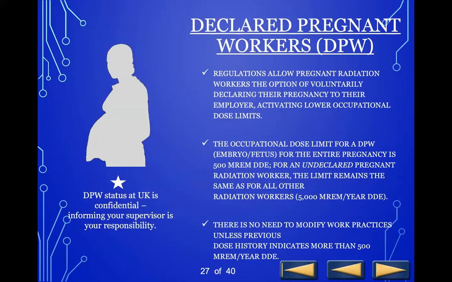Declared pregnant workers, DPW. Regulations allow pregnant radiation workers the option of voluntarily declaring their pregnancy to their employer, activating lower occupational dose limits. The occupational dose limit for a DPW for the entire pregnancy is 500 millirem. For an undeclared pregnant radiation worker, the limit remains the same as for all other radiation workers, which is 5,000 millirem. There is no need to modify work practices unless previous dose history indicates more than 500 millirem a year. Remember that DPW status at UK is confidential, and informing your supervisor is your responsibility.